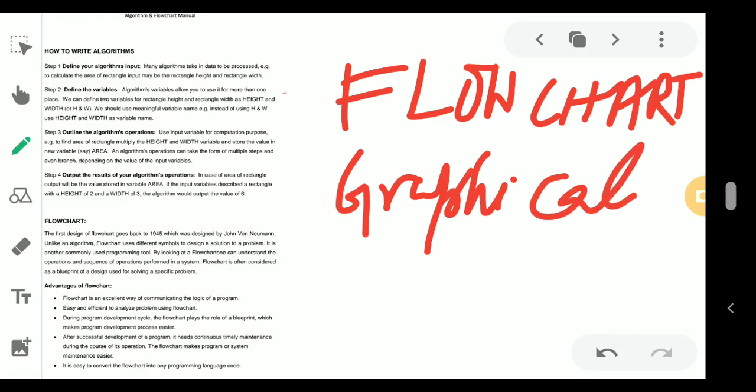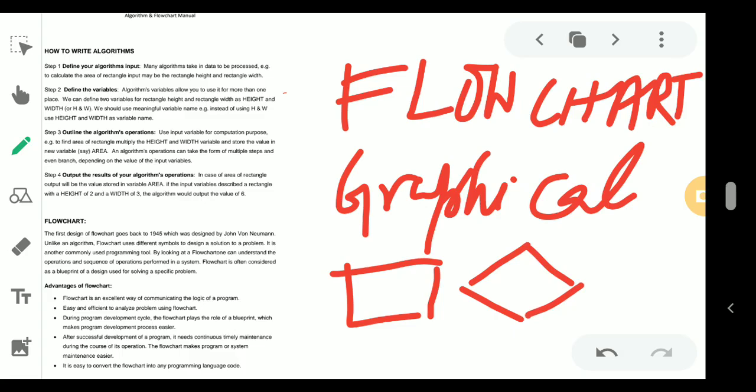So graphical means we are using symbols over here. We are using different types of symbols, and different symbols imply different meanings. So using different symbols, it will be easier for a person to get a concept or get information about this particular programming language.